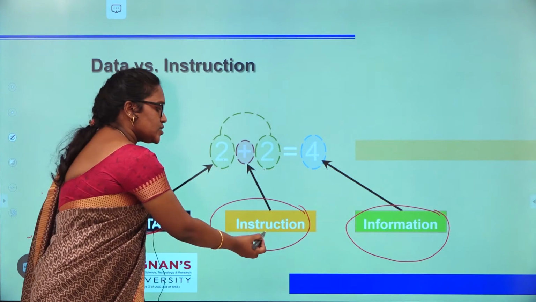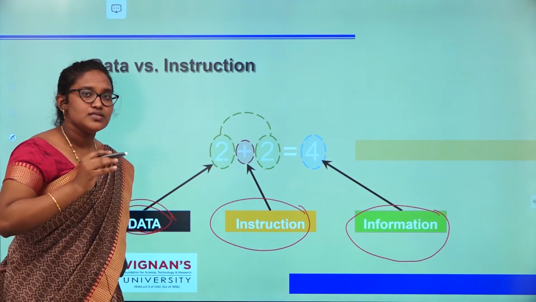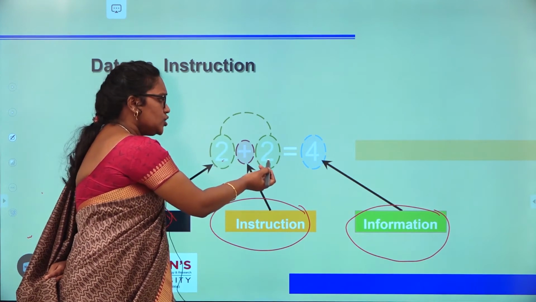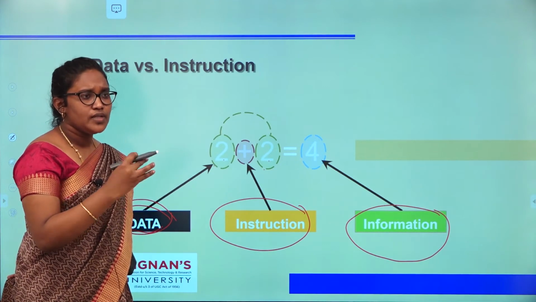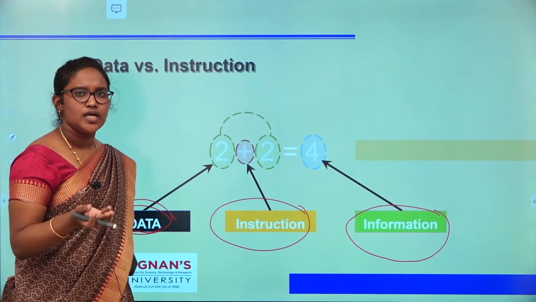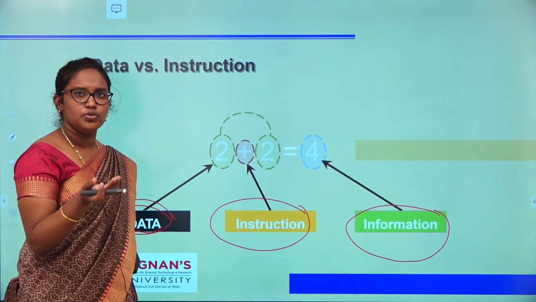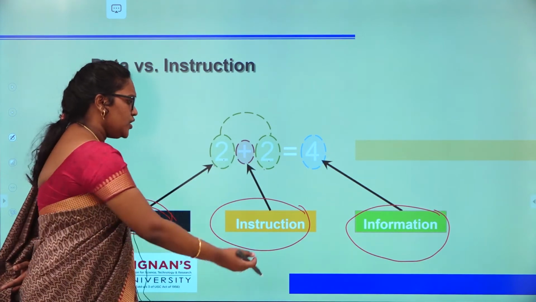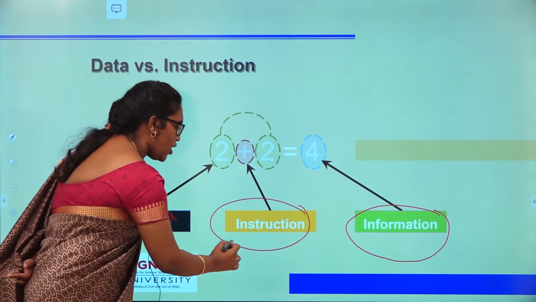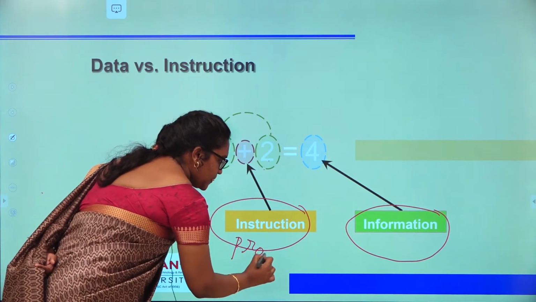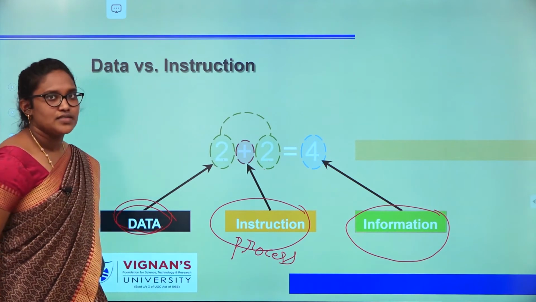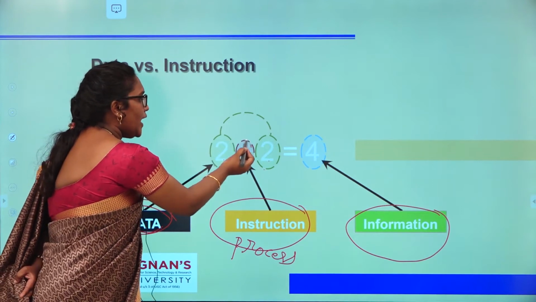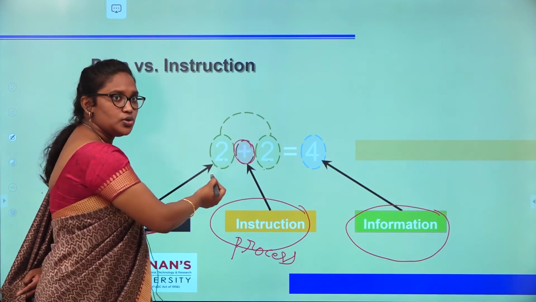Next one, instruction. Instruction is nothing but the process. That means I am simply giving 2 and 2. So what will the computer understand? 2 and 2 means it doesn't understand anything if you give 2 numbers, right? If you say how to work with those 2 numbers, we will use an instruction. Instruction can also be called process. That means we are instructing the computer to perform the addition operation between 2 numbers.